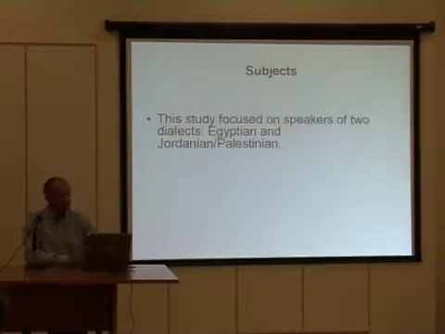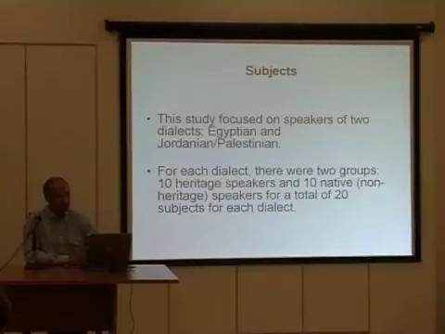So we focused on two dialects, Egyptian and Palestinian. For each dialect, we took two groups, 10 heritage speakers and 10 native controls. We want to make sure that we compare them to controls. So we have a total of 40 speakers.